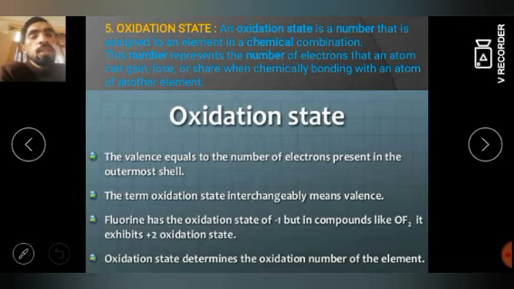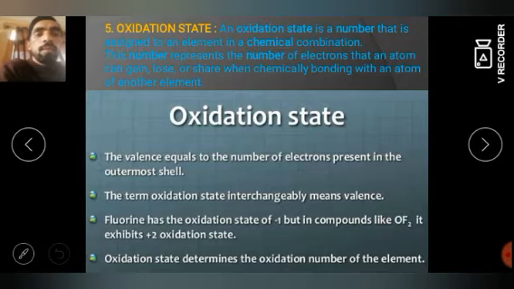So the fifth and last property is oxidation state. An oxidation state is a number that is assigned to an element in a chemical combination. It represents the number of electrons that an atom can lose, gain or share when chemically bonded with another atom. Oxidation state is what? It is equal to the number of electrons present in the outermost shell. The term oxidation state is also interchangeable with valency.